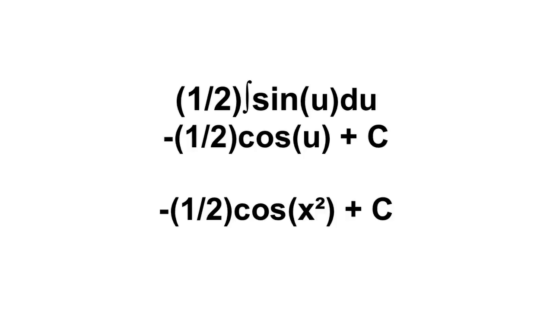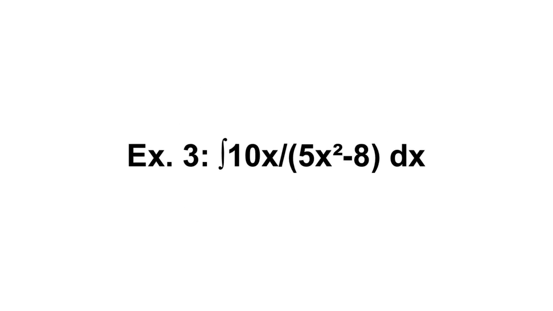Now the integral is much simpler, and you know the antiderivative of sine of u, which is negative cosine of u, so if you integrate, you will get negative 1/2 cosine of u plus c. Plug in the value of u, and you will get the answer as negative 1/2 cosine of x squared plus c. Our third example is to find the antiderivative of 10x over 5x squared minus 8.